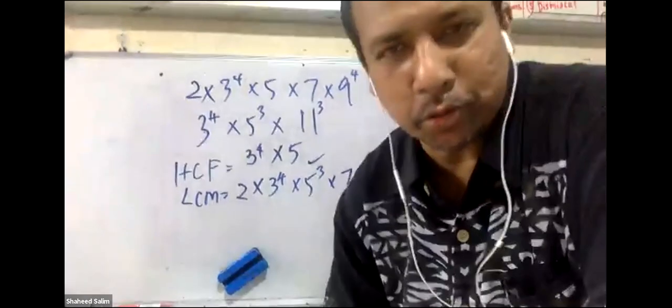2 times 3 to the power of 4 times 5 to the power of 3 times 7 times 9 to the power of 4 times 11 to the power of 3. Okay, you have understood, dear master.